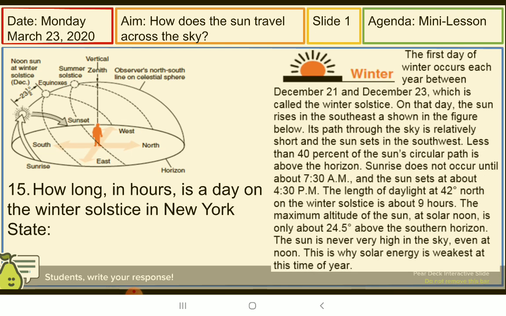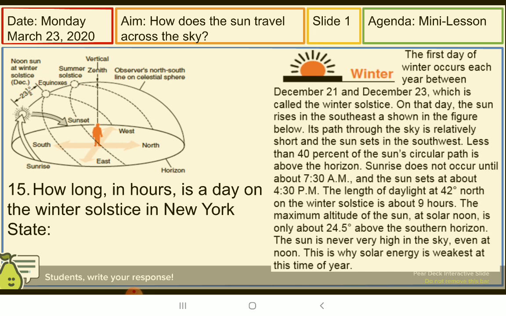And we move on to winter. So the first day of winter occurs each year between December 21st and December 23rd. This is called the winter solstice. On that day, the sun rises in the southeast, as shown in the figure below.